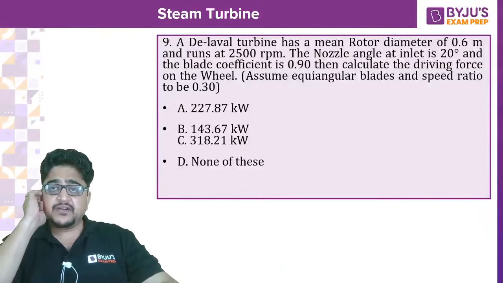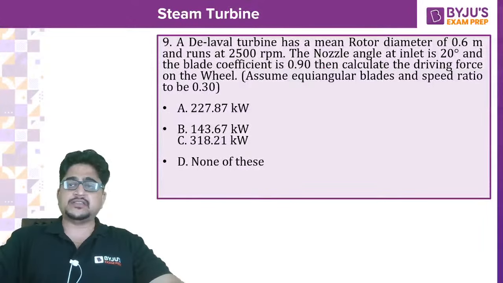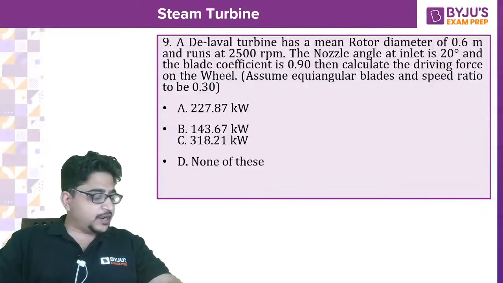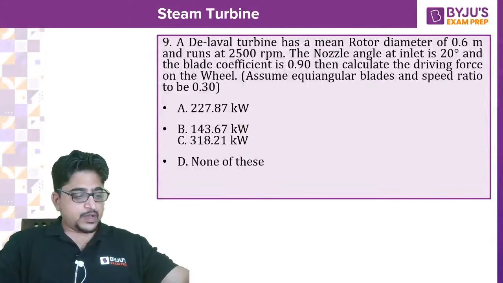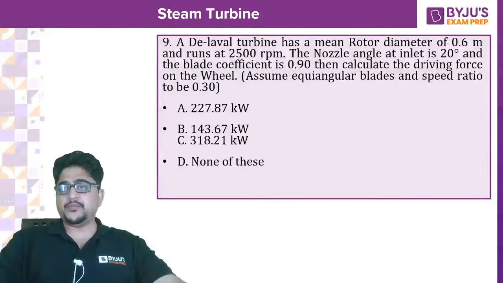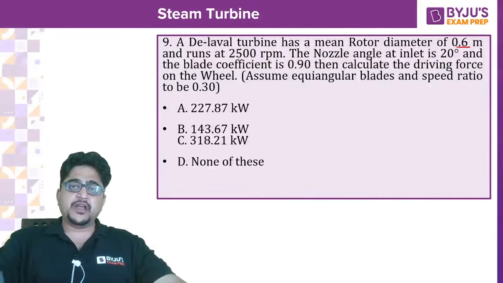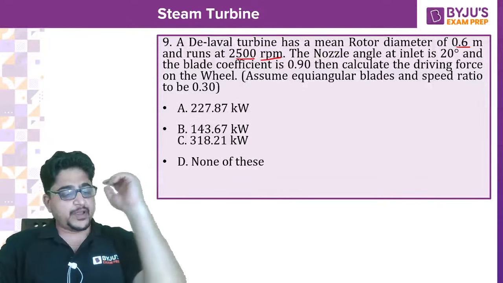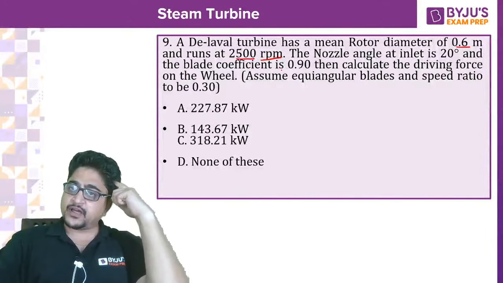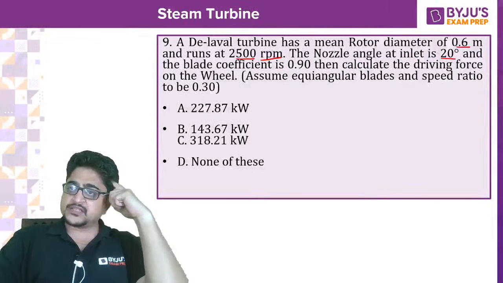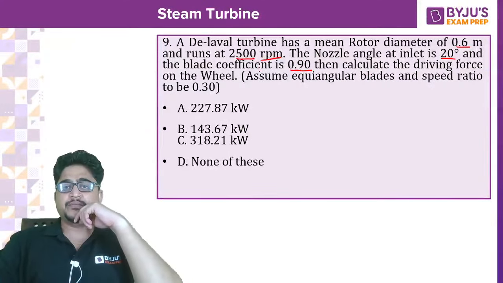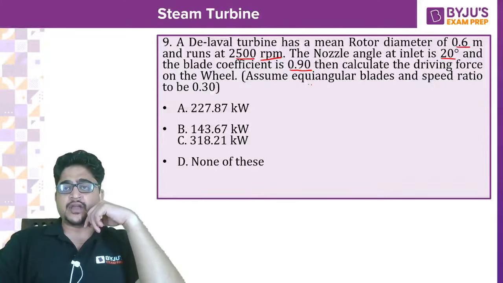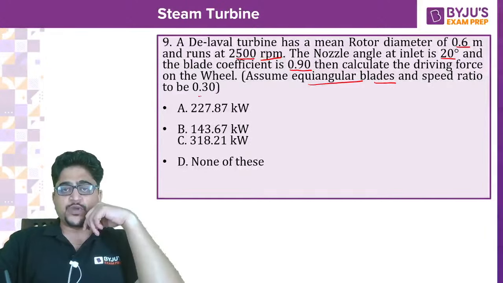A D-level turbine has a mean rotor diameter of 0.6 meter and runs at 2500 rpm. The nozzle angle at inlet is 20 degrees and blade coefficient is 0.9. Then calculate the driving force on the wheel. Assume equiangular blades and speed ratio to be 0.3.